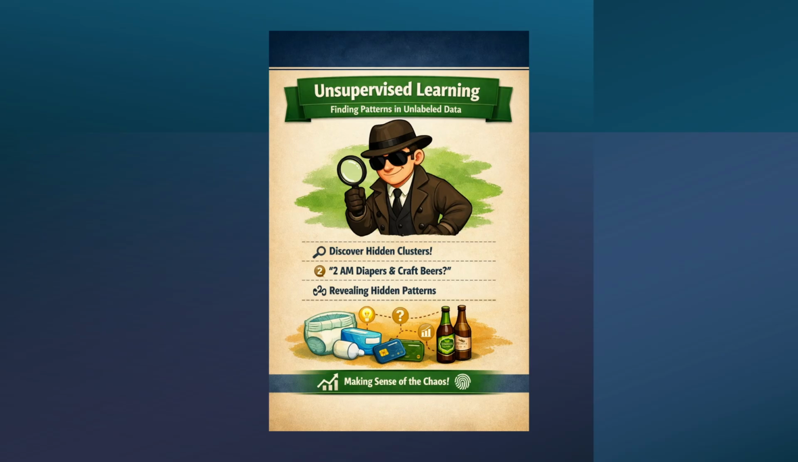Second, the detective, unsupervised learning. This is learning without a teacher. You throw a mountain of random, messy data at the computer and say, find the conspiracy. It looks at credit card transactions and suddenly realizes, hey, people who buy baby diapers at 2 a.m. also buy craft rings. It finds hidden human behaviors you didn't even know existed.